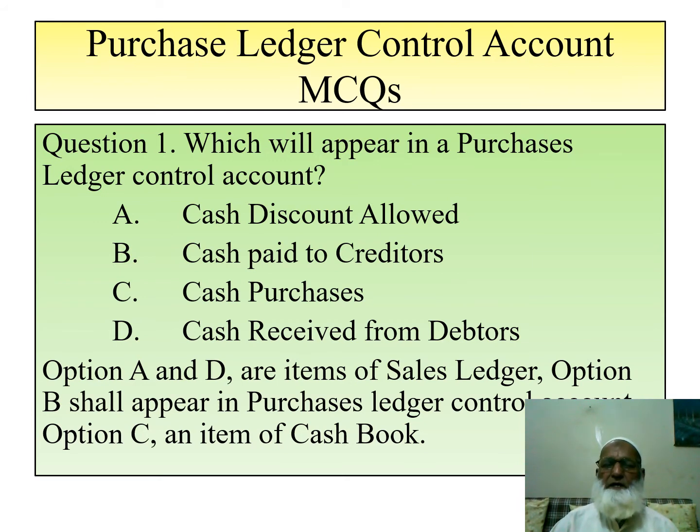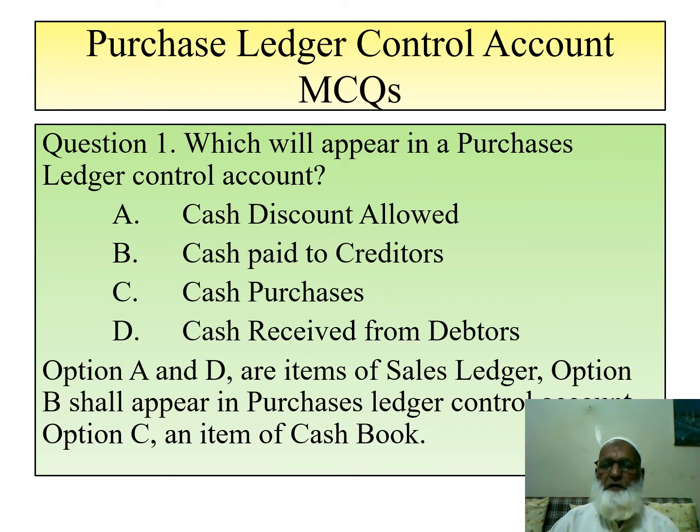Options A and D are all items of sales ledger control account. Option A means cash discount allowed, only this is allowed to the customers. And D, cash received from debtors, this is also received from the customers, so it's not recorded in the purchases ledger.